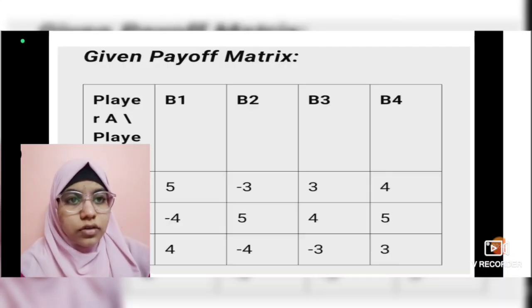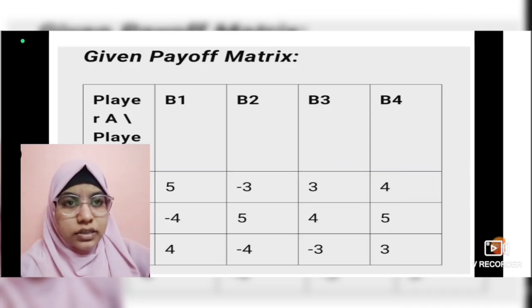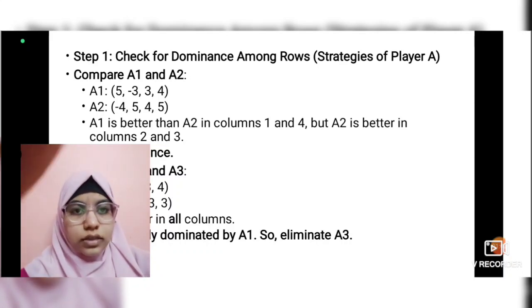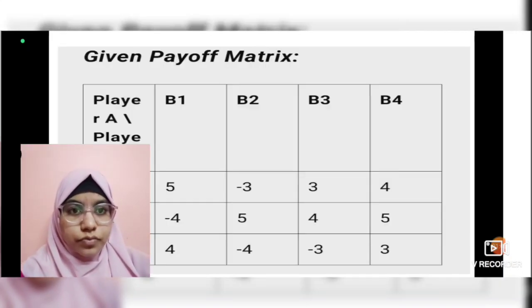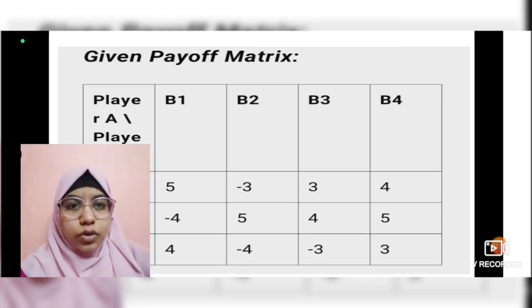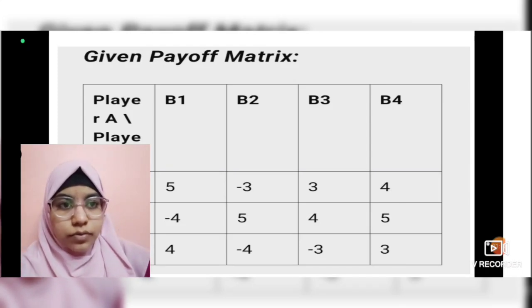Let's solve this. First, we write the given payoff matrix in the form of rows and columns. Then the first step is to check for dominance among rows. Strategies for player A: we should compare A1 and A2. A1, A2 and A3 are the rows, and B1, B2, B3 and B4 are the columns.